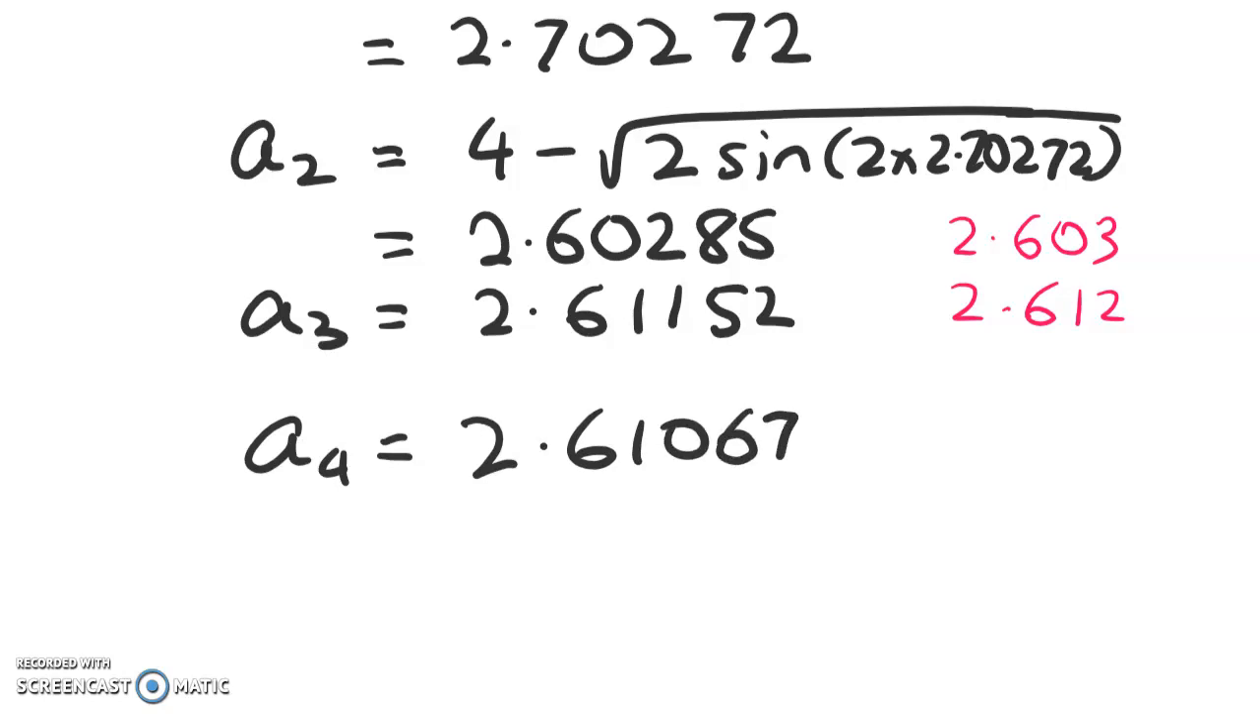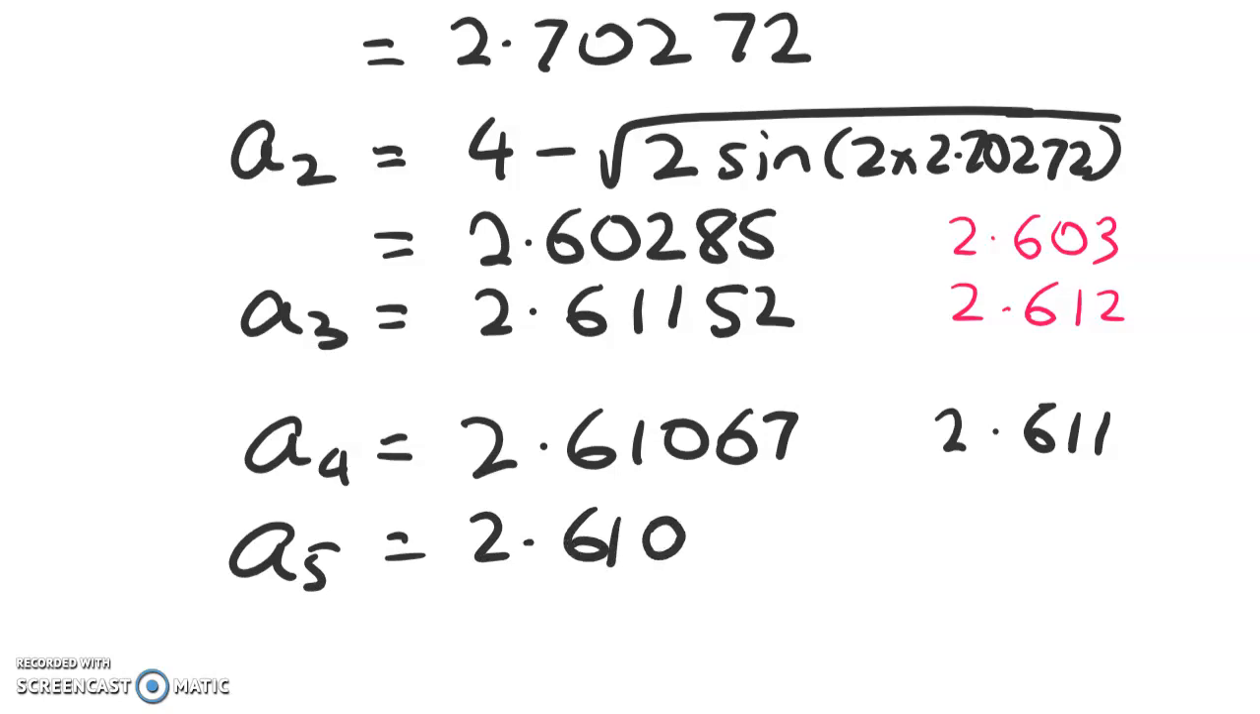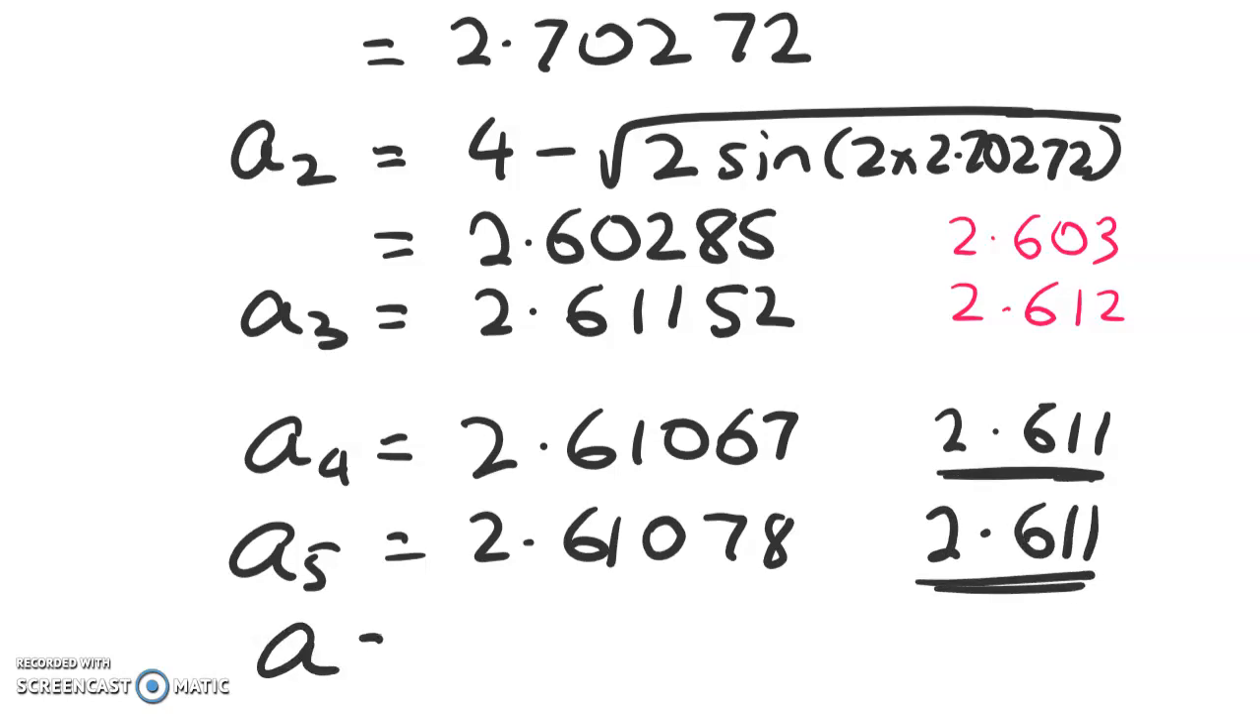Right, so there we are, A4, and we've got 2.611, and then A5 is 2.61078, sorry, 2.611 again. So that's our answer. So to 3 decimal places, A is equal to 2.611 to 3dp.